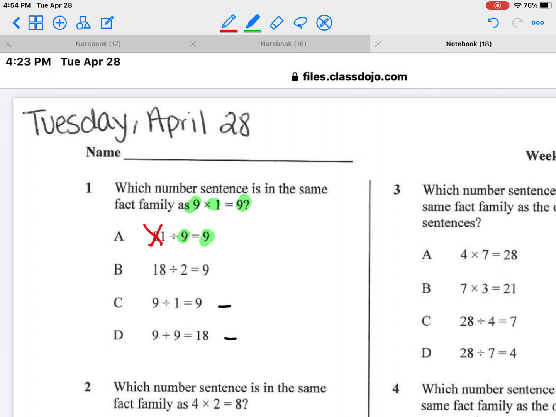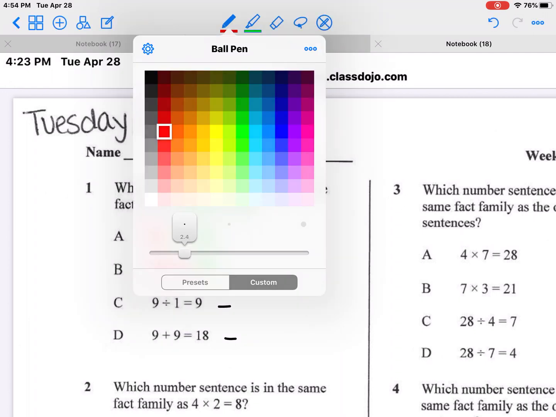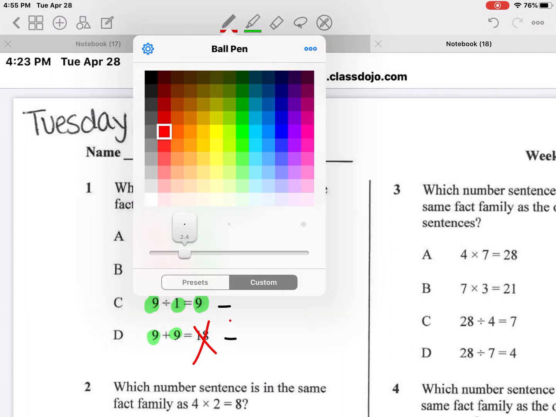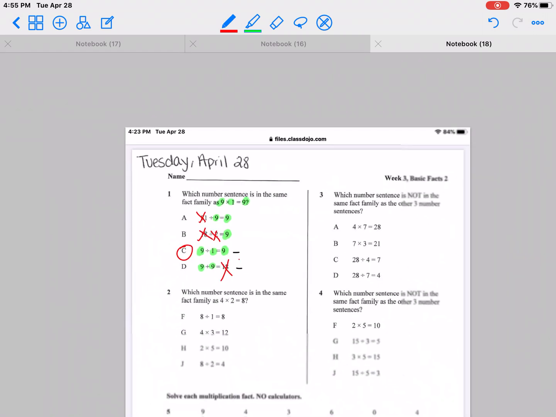No. Let me look at B. I have 9, but I don't have a 2 and I don't have an 18. Let me look at C. I have 9, yes, and another 9 and a 1. Well, that's correct, but I still have one more. Do I have a 9 and a 9, but do I have an 18? No. That cannot represent my fact family. So my answer choice is letter C.